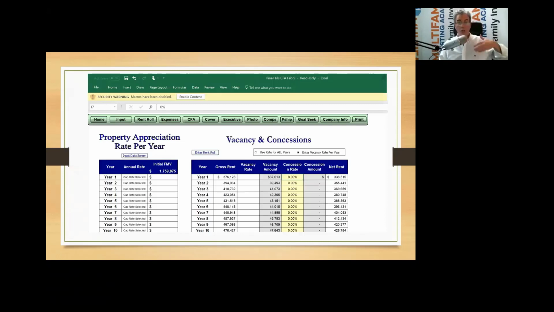Because you, Larnie, have to be able to tell me the story. Why is the vacancy rate that you're choosing acceptable? Why does it make sense? Why should I invest with you? And you have to be able to sell me the sizzle. That's what we have to do with these properties.